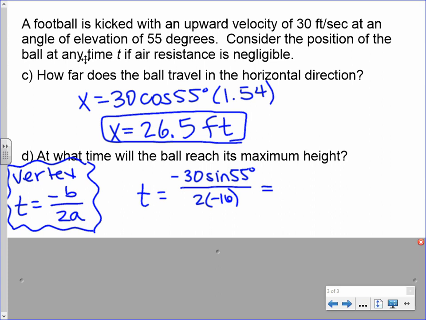Okay. So what's negative 30 sine of 55 divided by negative 32? Can someone punch that in your calculator for me? Interesting, exactly half of what we started with.